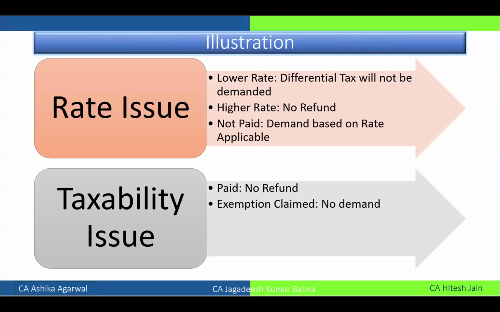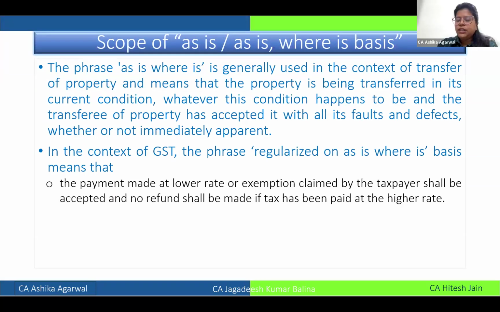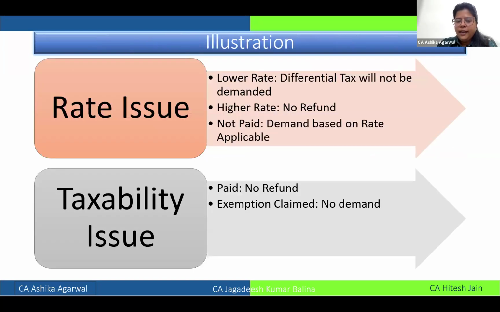Okay. Sure, ma'am. Yeah. In this, I will just cover the scope of as is where is basis. We have known multiple circulars have been issued where the government has tried to regularize past transactions or past issues. So over here, the two things is there is obviously a question, what is as is, where is basis?